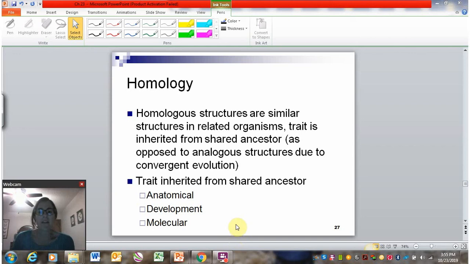So traits inherited from shared ancestors can be anatomical, like this example I've given of the 5 digits. It can also be developmental when we look at what an organism looks like as it's forming. And it can also be invisible to us, but still present in the DNA or the protein sequence of an organism.